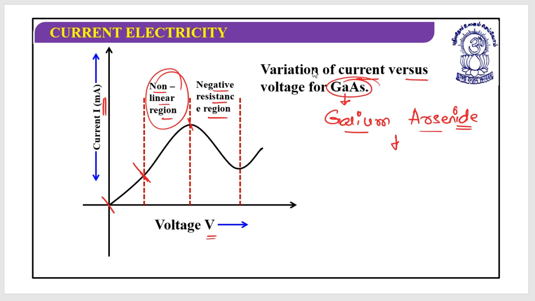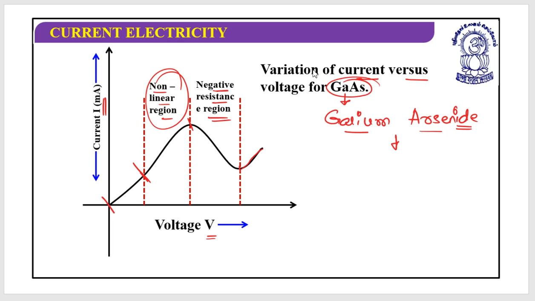How this happens, why this happens, is not the concern at this point of time. But currently we are just interested in discussing that there are certain situations, or certain materials, which do not satisfy Ohm's law. I hope these things are clear. So this is the negative resistance region, and then it is again increasing something like this.